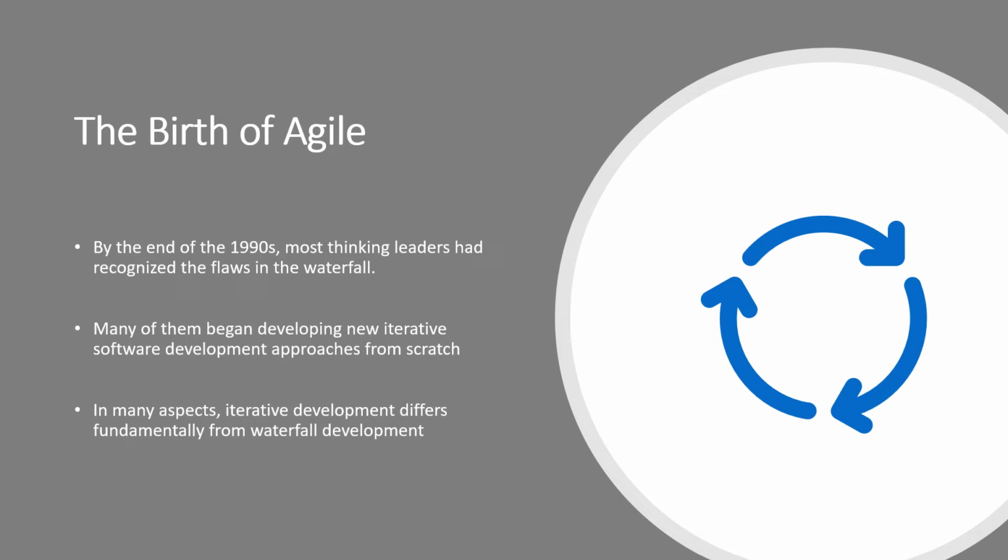By the end of the 1990s, most thinking leaders had recognized the flaws in the waterfall model. Many of them began developing new iterative software development approaches from scratch. In many aspects, iterative development differs fundamentally from waterfall development. Iterative strategies include many stages of requirements, design, implementation, testing, and delivery within a few weeks. As a result, the company can release a few features early and generate return on investment. Additionally, they get to frequently adjust requirements and identify any issues early.